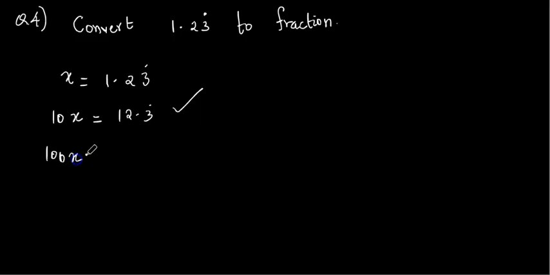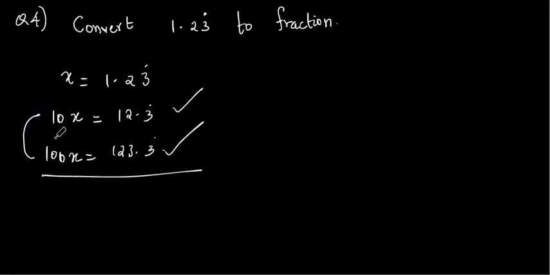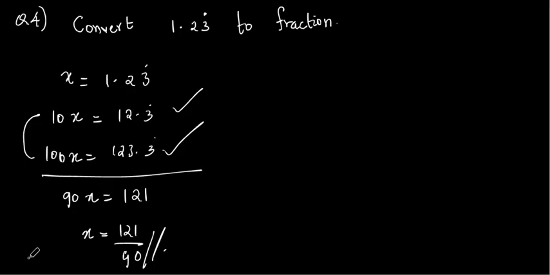Now 100x, that will be 123.3 repeating. See, both have the same repeating part. So you can take 100x and 10x. There is no need of taking the x there. It will make it more complicated. So go with this. 100x minus 10x will give me 90x, and this would give me 121. So x would be 121 over 90. So that is going to be your fraction form.